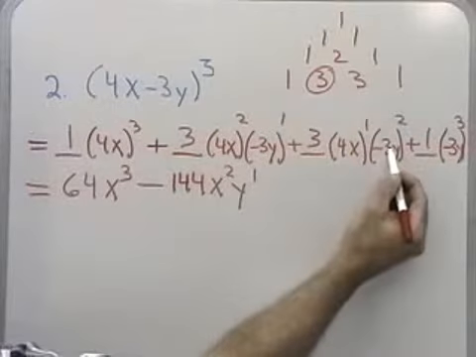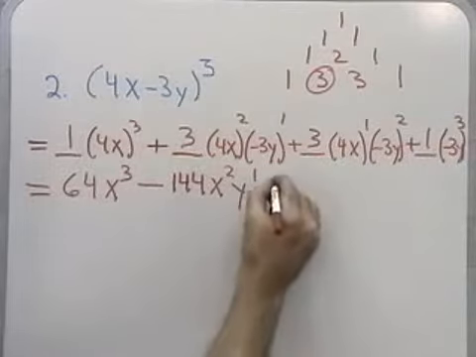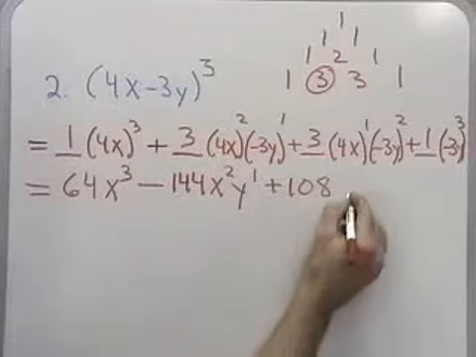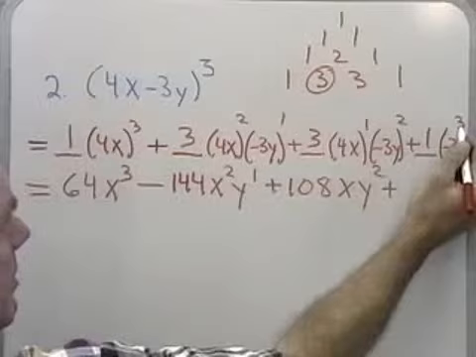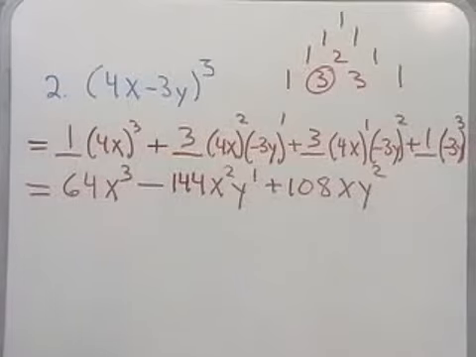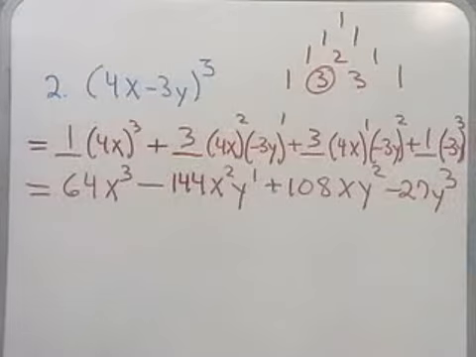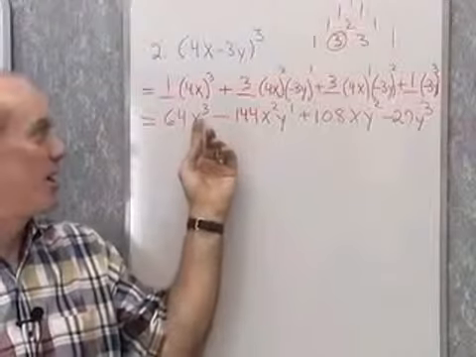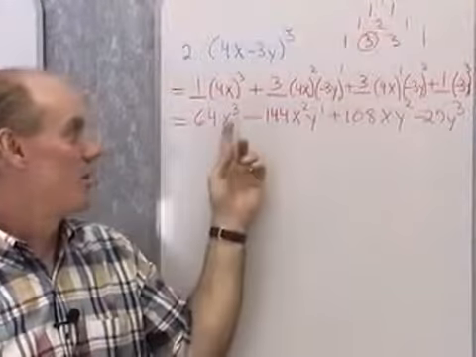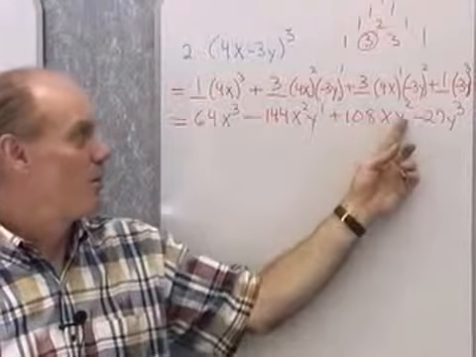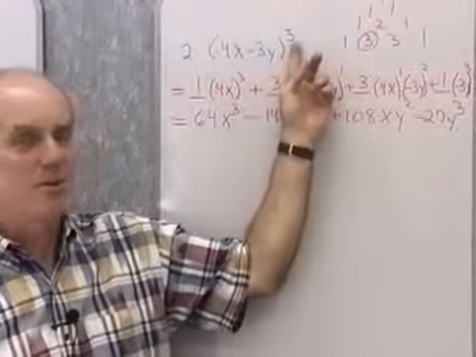Let's see, negative 3 squared is 9, times 4 is 36, times 3 is, I worked this out ahead of time, 108, x to the first, y to the second, plus negative 3 to the third power is negative 27, and then I have y to the third power. So you can see the exponents on x start at 3. It goes x to the third, second, first, x to the 0. The exponents on y start with y to the 0, y to the 1, y to the 2, y to the 3, or the sum of the exponents on any one term has to add up to this 3.